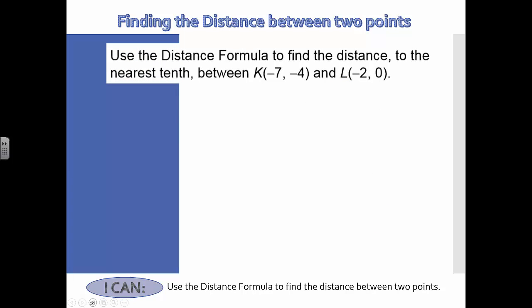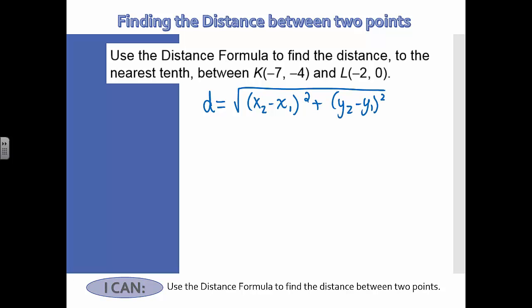So they're giving us 2 points here, and it says use the distance formula to find the distance between the 2 points, or the length of the segment. So I'm going to recite the distance formula. Distance equals the square root of x2 minus x1 quantity squared plus y2 minus y1 quantity squared.